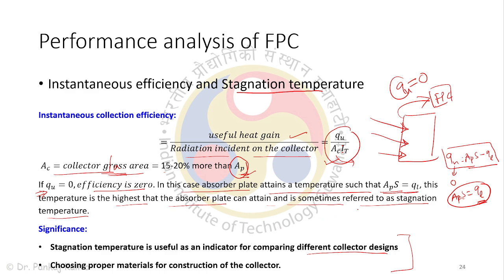Say if nothing is being utilized, then the Qu value will be 0, and the condition for stagnation temperature will be that whatever is incident is basically lost, right? This equation. So this stagnation temperature is basically used for comparing different collector designs, and also to choose the material. Depending on the maximum temperature that can be reached, you can determine what material is appropriate for this particular flat plate collector system.